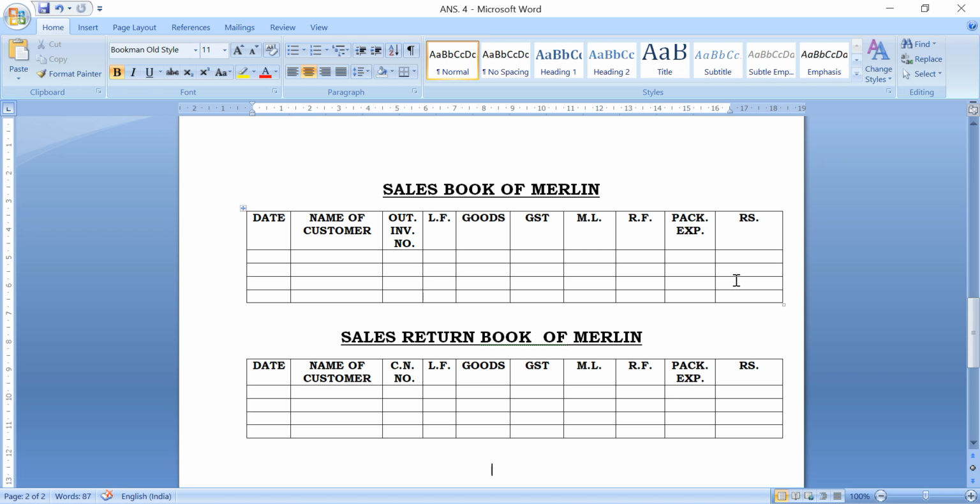So total 10 columns are there this time. 10 columns.